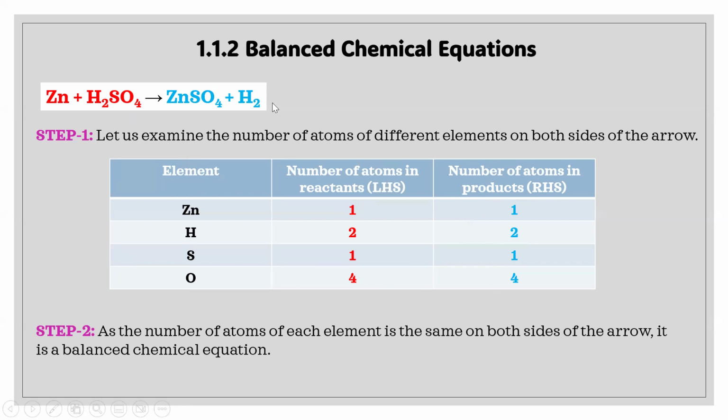Like this, if any equation is given in your public exam, you should know how to check whether it is a balanced chemical equation or not. When the number of atoms of the reactants is equal to the number of atoms of the products, it is a balanced chemical equation. If it is not equal, it is an unbalanced chemical equation. This is an important question for your board exam.